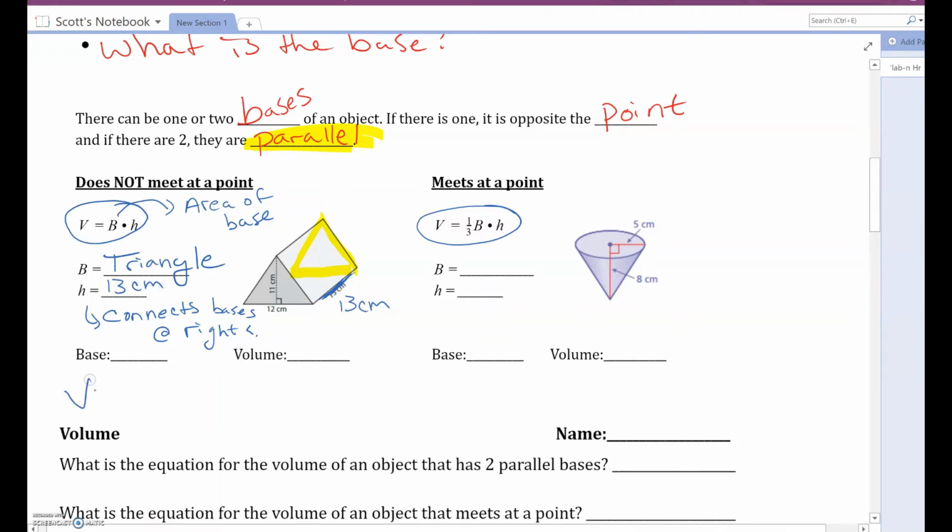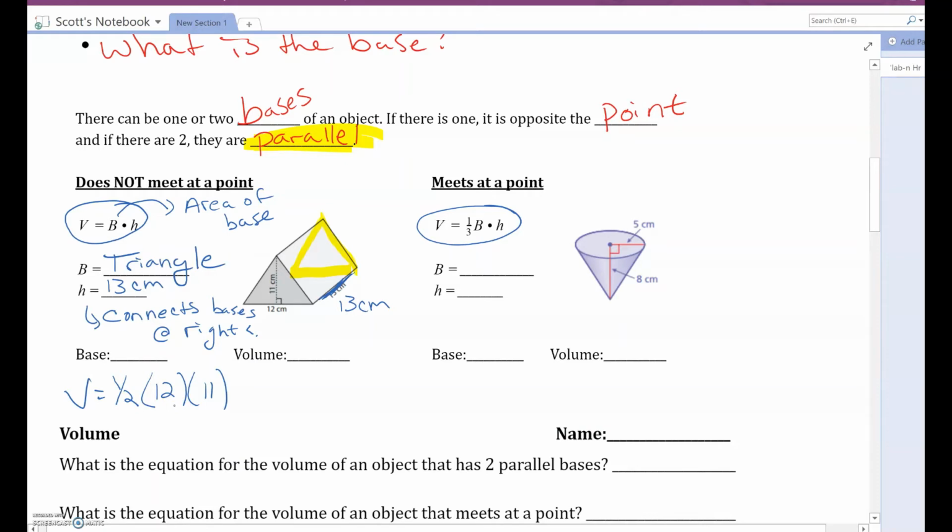So to find the entire volume, which is what you would put in your calculator, I need to find the area of the base. In this case, it would be 1/2, since it's a triangle, times my base, which is 12, times my height, which is 11. Okay, so that finds the area of the base, but now I need to fill the rest of it up.